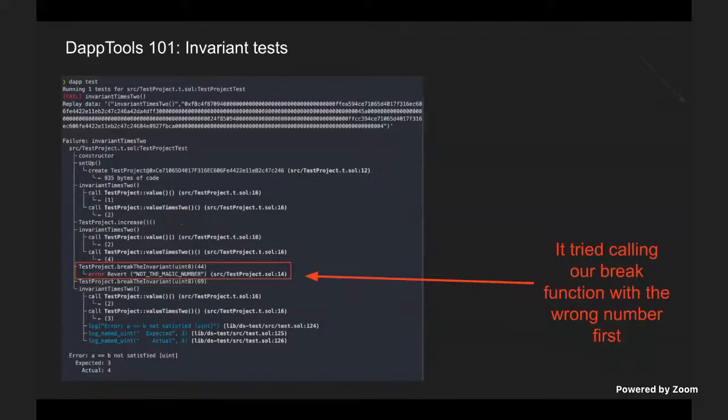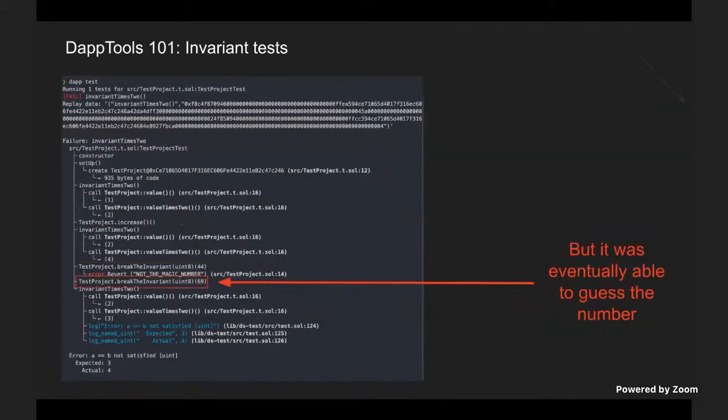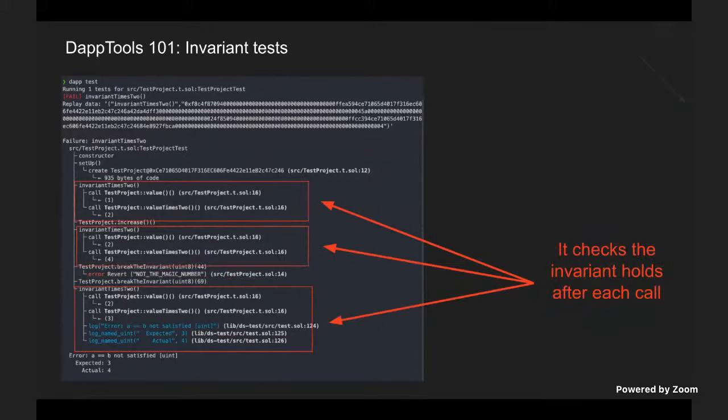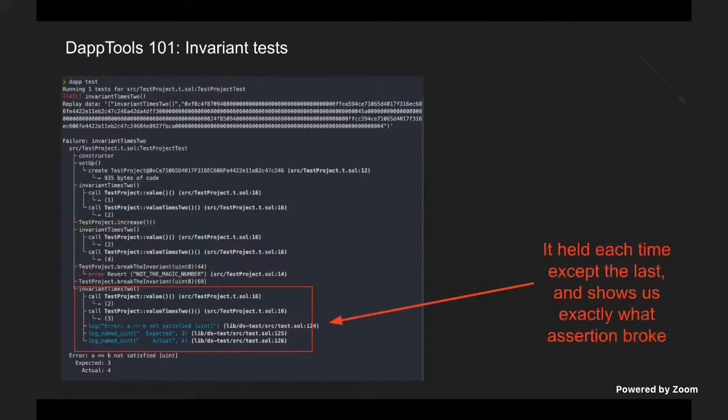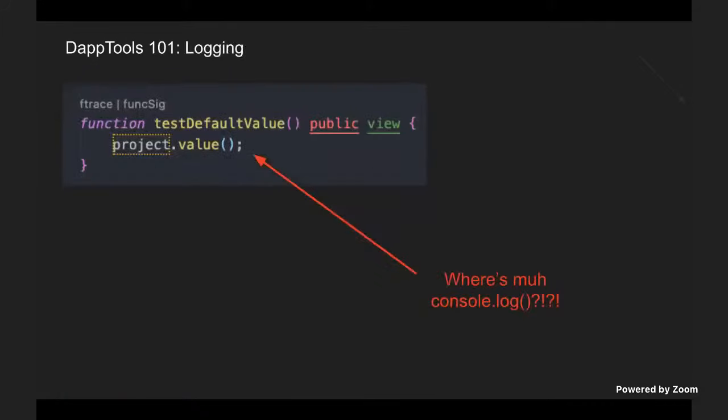So we can see it first tried calling with the wrong number, and then it called it with the right number. And after every call it makes, it checks the invariant holds. The first 2 times it did, and after calling break the invariant with the right number, it broke. So this is pretty neat. We didn't have to write any specific test logic testing the break the invariant function. Dapptools just found that for us, which is pretty amazing. So it held each time except for the last.